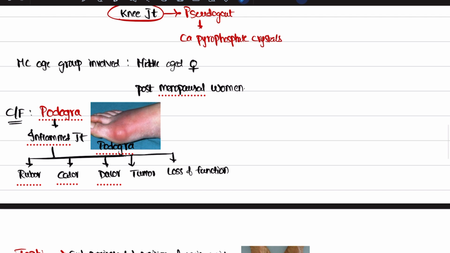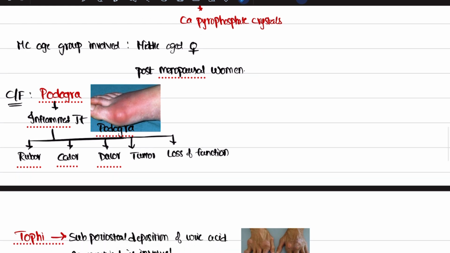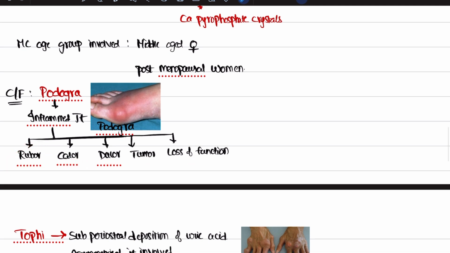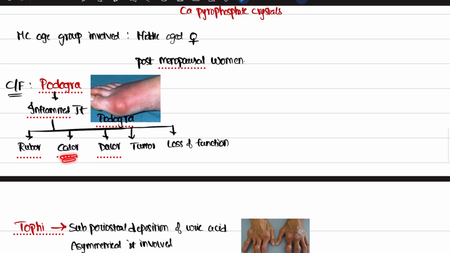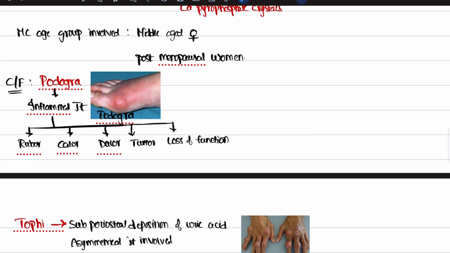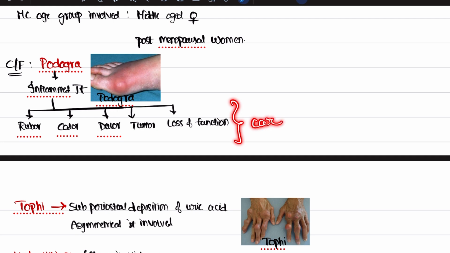Okay, and in clinical features, when you see this image, you need to answer it as podagra. Podagra is a clinical feature of gout. What does podagra mean? Podagra means there is inflammation going on that leads to rubor, calor, dolor, tumor and loss of function. Rubor is redness, calor is an increase in temperature, like warmness, dolor means pain, tumor means swelling, and here there is a loss of function. These are the cardinal signs of inflammation. Okay, this is going to happen in gout.